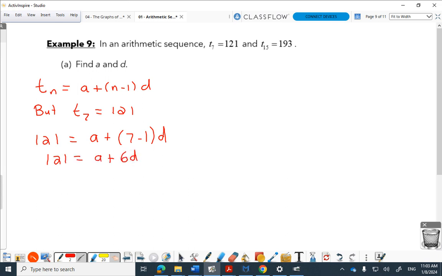Anyone want to put into words why that is completely scary? No, it's not. What's the problem with this equation? Yeah, sorry. You're right. 7 minus 1 is 6. That's not scary. What's scary now about the situation? 121 equals A plus 6D. Two variables, one equation. Can't be done. No one is smart enough, no one, to solve an equation that has two unknowns in it.